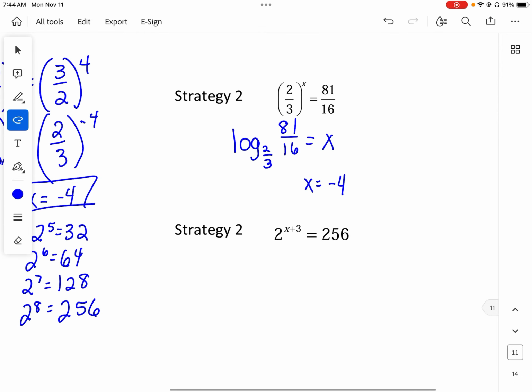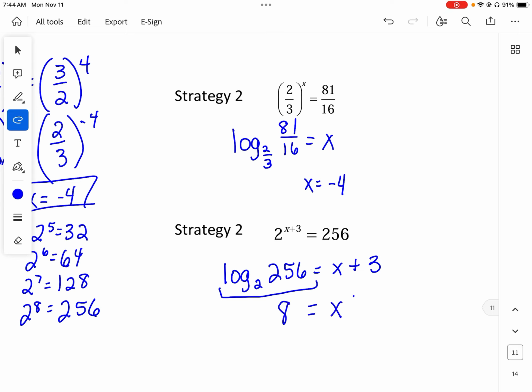Okay, let's do the log. So we'd do log base 2 of 256 equals x plus 3. What I could do is find what this is. Whenever you put that in, it's 8 equals x plus 3. So subtract 3 on both sides, x equals 5 again. So I really just had to rearrange it, put it in the log, and then put it in the calculator, and solve that way.